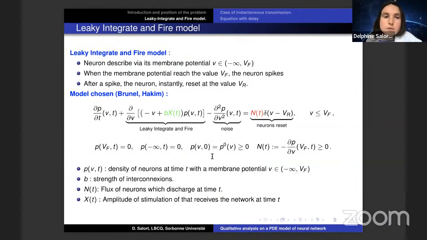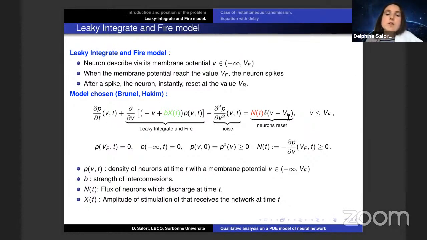So here I present the equation, which, as I said, has been studied for many years. It was originally proposed by Brunel and Hakim. The solution here models the potential of the membrane at time t and with membrane potential V. The membrane potential V is assumed to belong to (-infinity, Vf], where Vf is the value of the action potential, that is when the neuron spikes, and VR is the value of the reset potential, that is the value that the neurons take when they discharge.